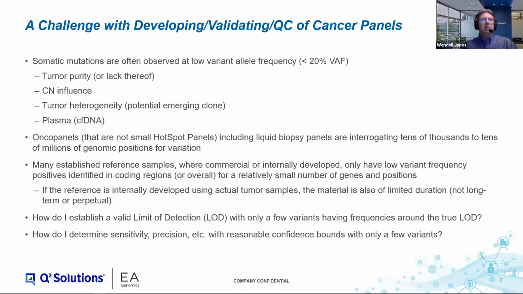Another challenge is, how do I establish a valid limit of detection with only a few variants having frequency around the true limit of detection? If the limit of detection for your panel is 5% or 2% or below 1%, how many variants are you testing in that range? And even if you find all of them, is that really establishing your limit of detection? What if you only find 2 out of 4? How do I infer what my limit of detection is? Just in general, how do I determine sensitivity and precision and other key metrics with reasonable confidence bounds with only a few variants in a particular reference material?